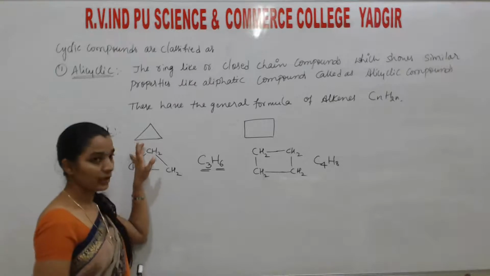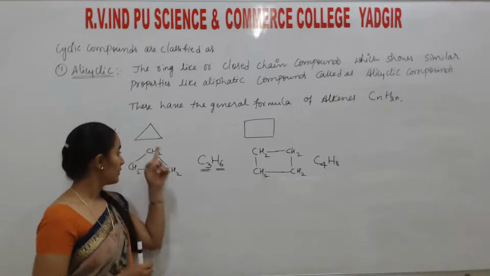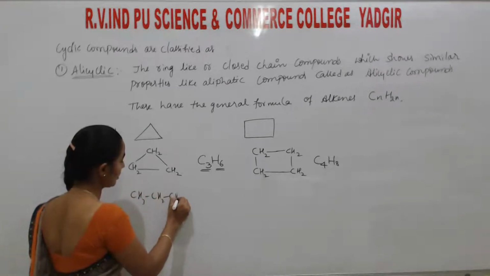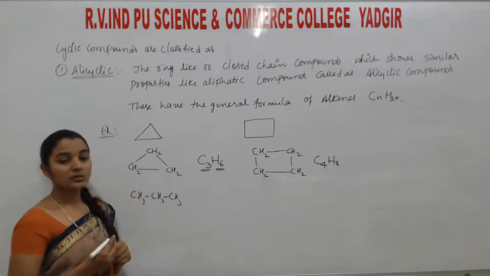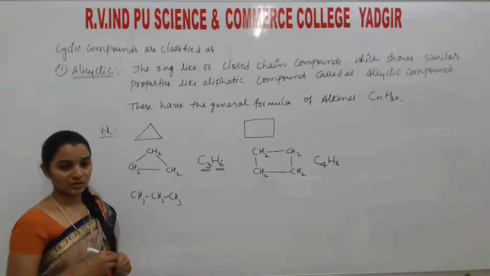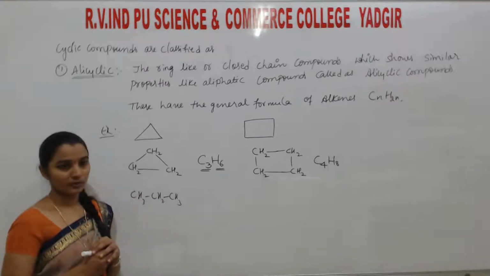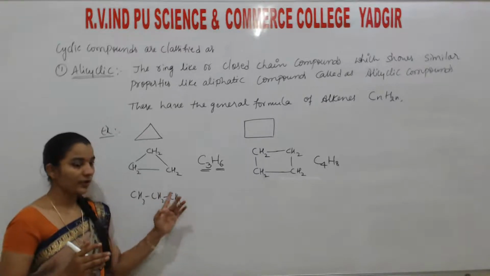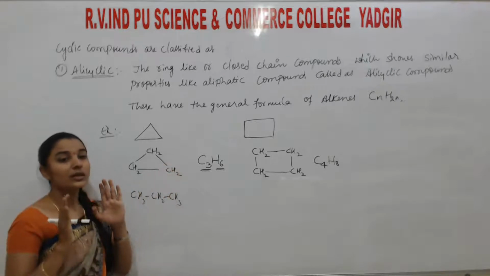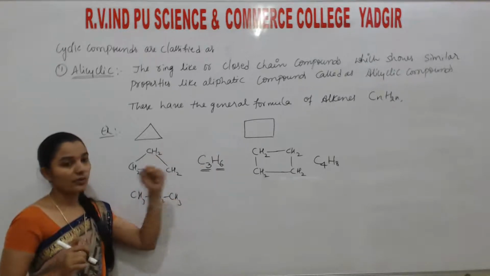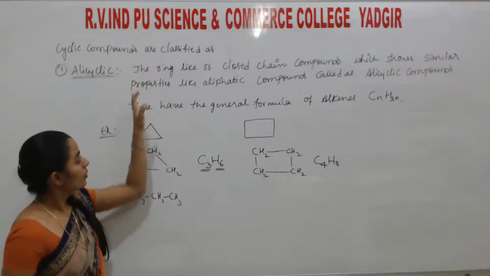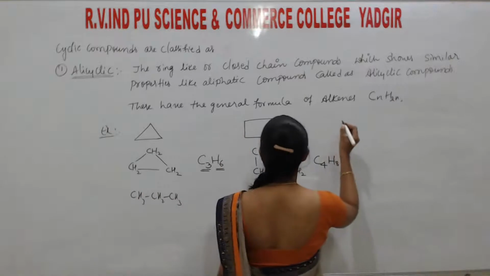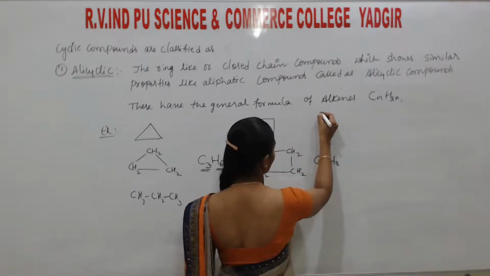So if propane is there, cyclopropane and this general propane, CH3, CH2, CH3, both show almost the same properties, but only the structure is different. This is cyclic, this is open chain. Understand? So the properties of aliphatic and cyclic compounds are the same. That type of compounds are called alicyclic compounds. Examples for this are all cycloalkanes, and write examples for that.